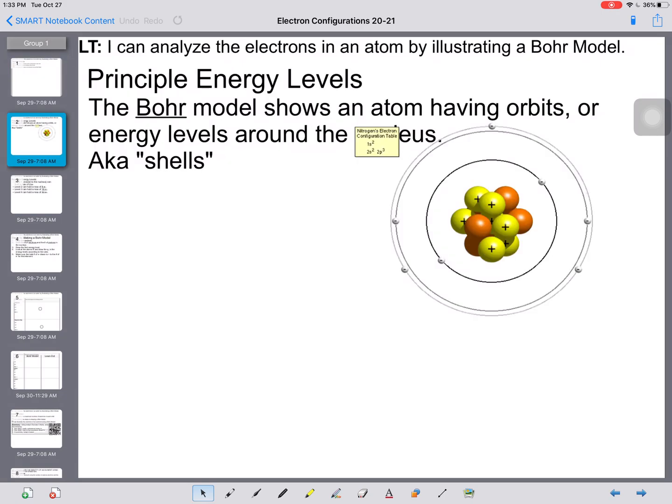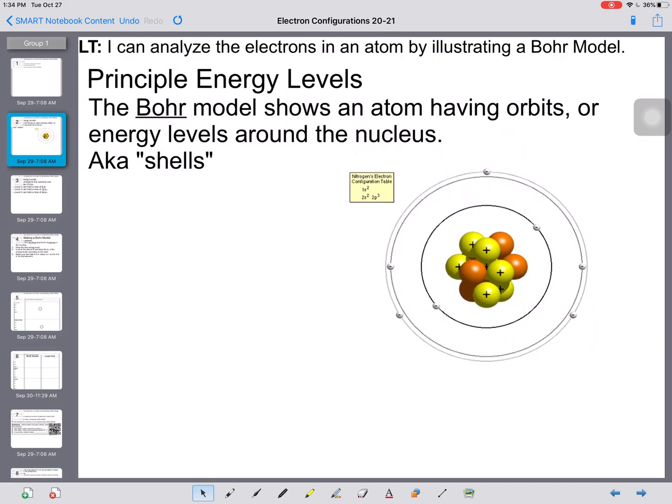So we went over this the other day, but just to review again, remember Bohr was one of the scientists in atomic theory who theorized that electrons are located in orbits around the nucleus, okay? And we later came, and now today, call these orbits energy levels or shells. So we refer to these as energy levels or shells. And again, like we went over the other day, when we visualize how electrons are arranged in an atom, we visualize that they are arranged in these shells or energy levels around the nucleus.